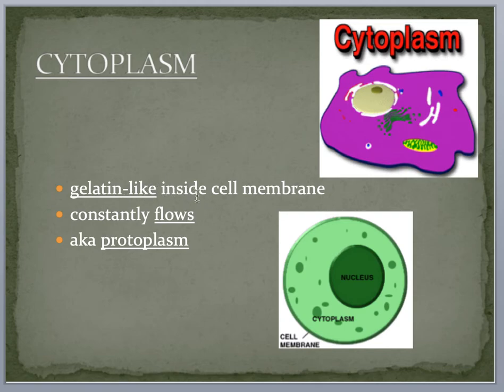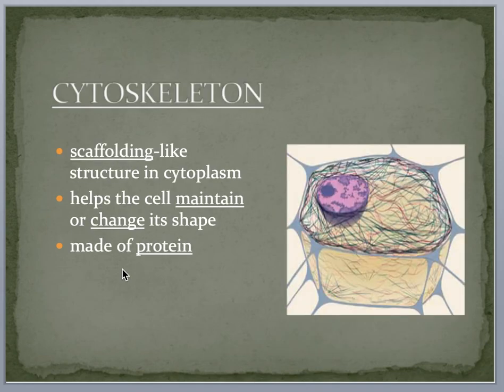It is a gelatin-like structure which is inside the cell membrane. It constantly flows, so it's fluidic in nature, and is also known as protoplasm. You can imagine if a glass is the boundary of a cell, the cell membrane, and you put water in that glass, that water is the cytoplasm, and if you immerse sugar or other small substances inside the water, just like that, the cytoplasm contains the rest of the cell organelles.